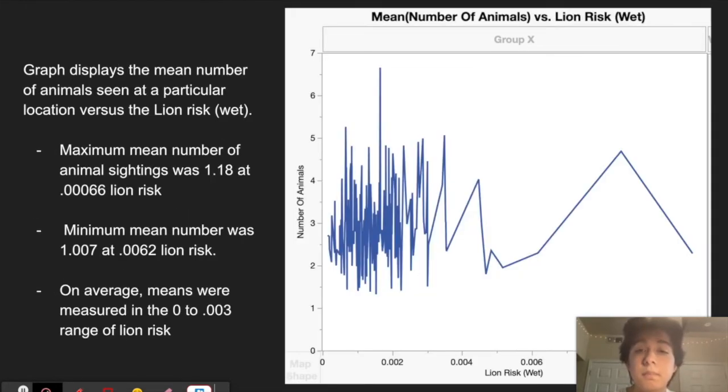Figure 3 displays the mean number of animals captured in a picture at a particular location versus the wet lion risk. The highest mean number of animal sightings was 1.1 animals at 0.00066 lion risk, with the minimum being 1.007 animals at 0.0062 lion risk. As can be seen on the graph, more means that were higher in number were measured in the 0 to 0.003 range of lion risk, with fewer data points in the higher lion risk areas.